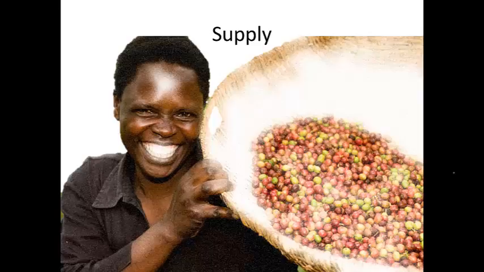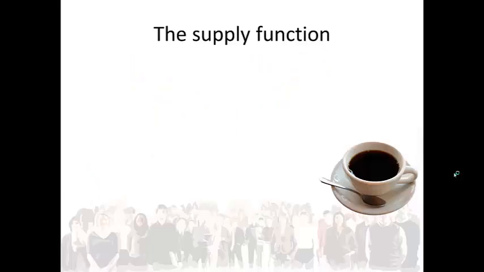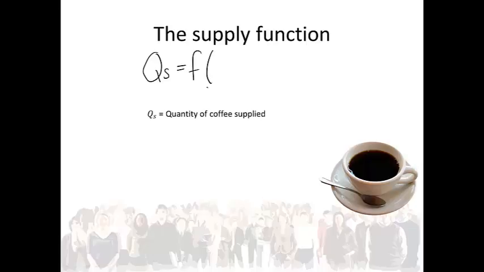Supply is a flow concept, and quantity supplied is also influenced by various factors. In mathematics, we say the quantity supplied is a function of the independent variables, and we will write it as follows. Quantity supplied is a function of... Now, what are these independent variables? What will influence the quantity supplied?